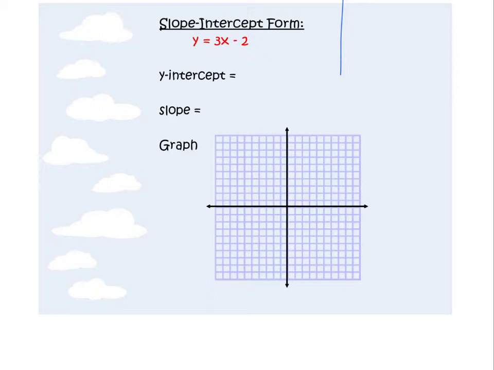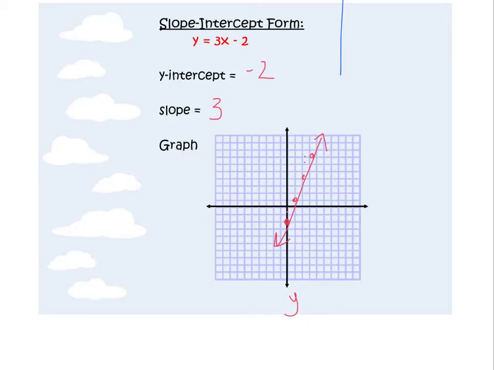One more graph of this form in slope-intercept form, y equals 3x minus 2. The y-intercept is at -2. The slope is 3. That means we're going to rise up 3 and over 1. So if we start at -2 for the y-intercept, go down on the y-axis to -2. And from here, we're going to rise up 3, 1, 2, 3, and across 1. Rise up 3 and over 1, and draw in the line.